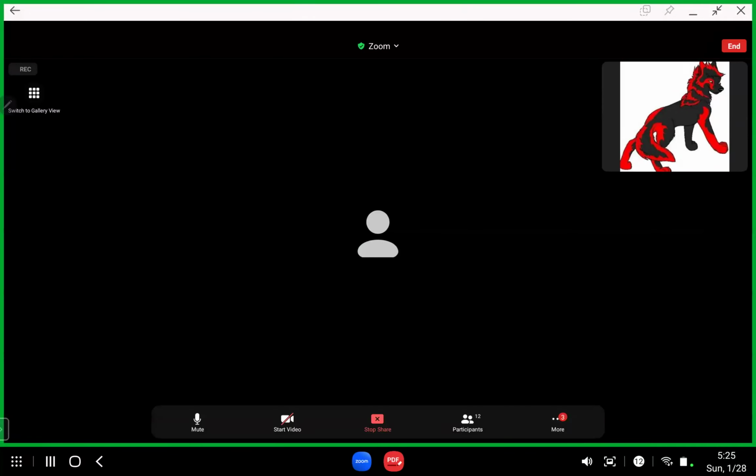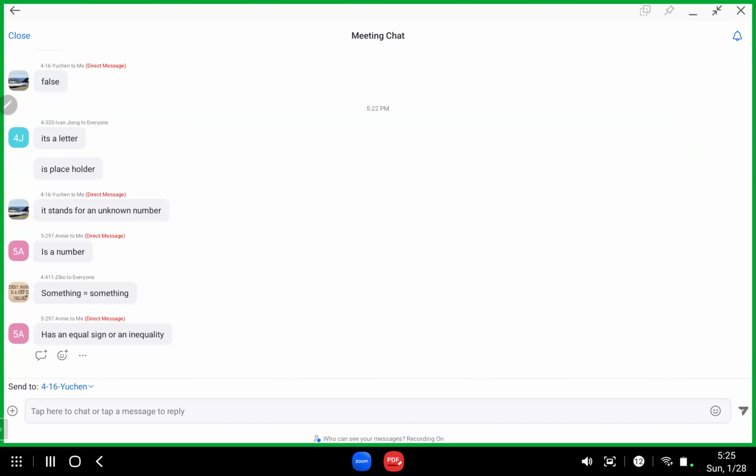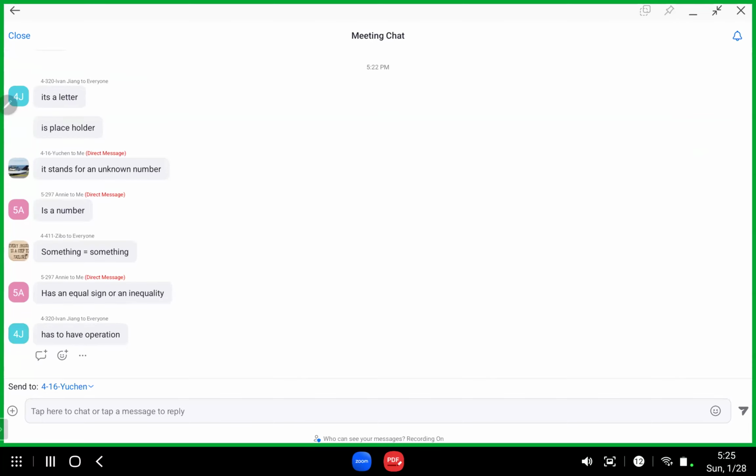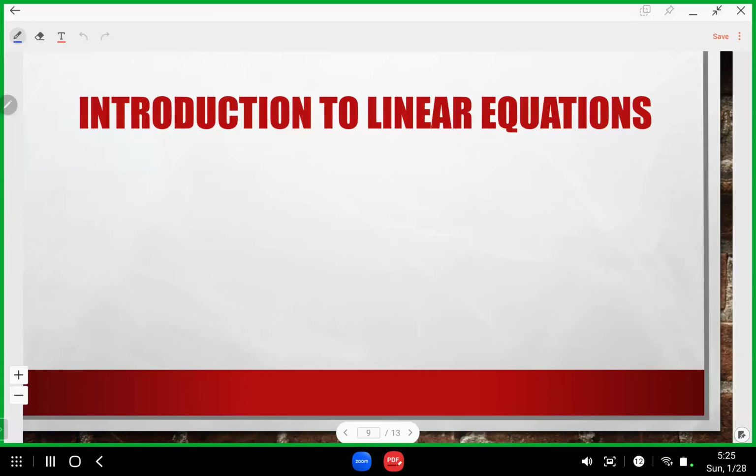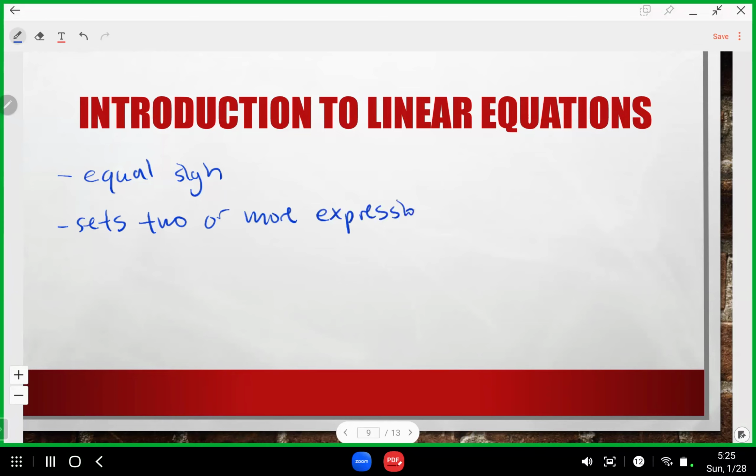So any ideas on what an equation is? It has an equal sign. It actually can't have an inequality; it has to have an equal sign. It sets two or more expressions equal. For example, x is equal to y.